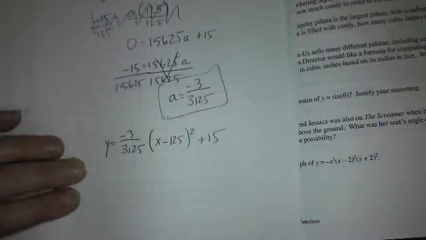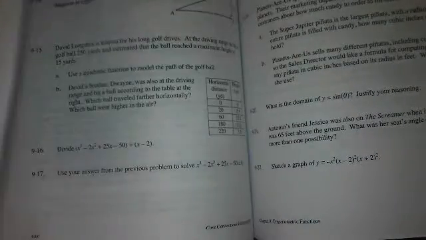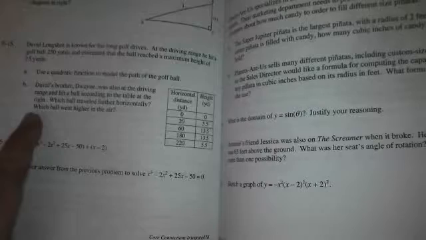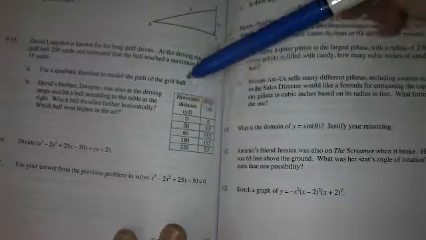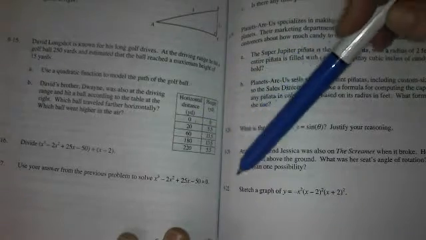Okay, so now we're looking for letter B. Letter B says, David's brother Dwayne was also at the driving range and hit a ball according to the table at the right. Which ball traveled farther horizontally, which ball went higher in the air? Can we tell by looking at it, I wonder? Which ball traveled farther horizontally?